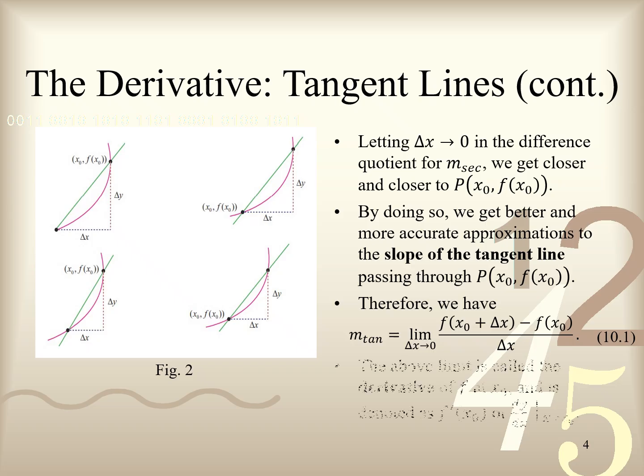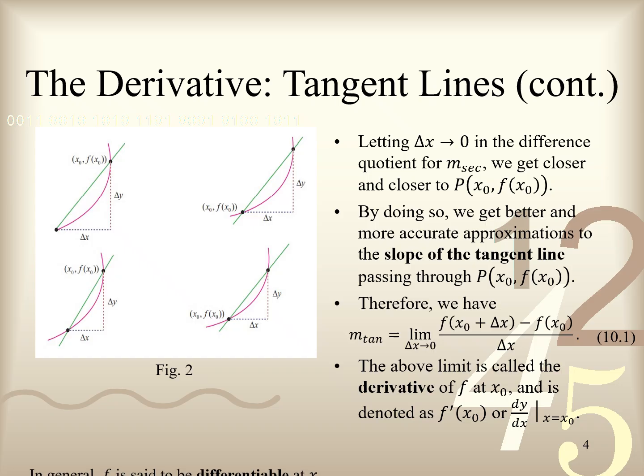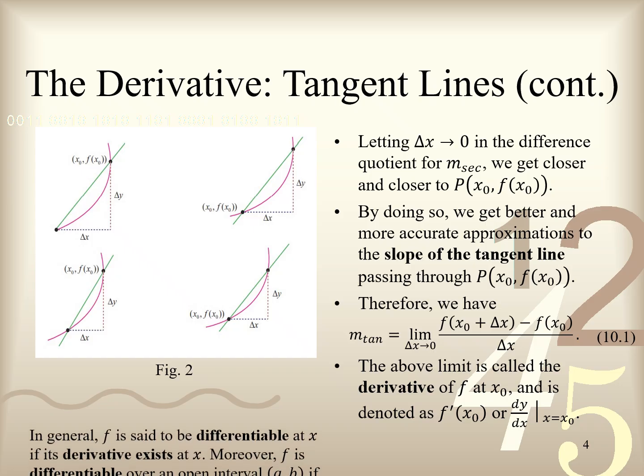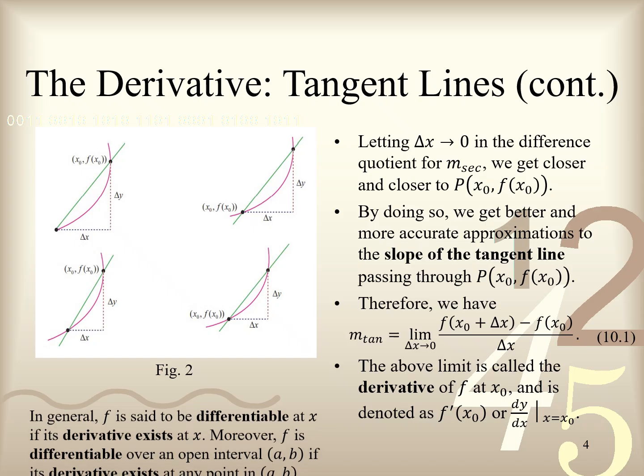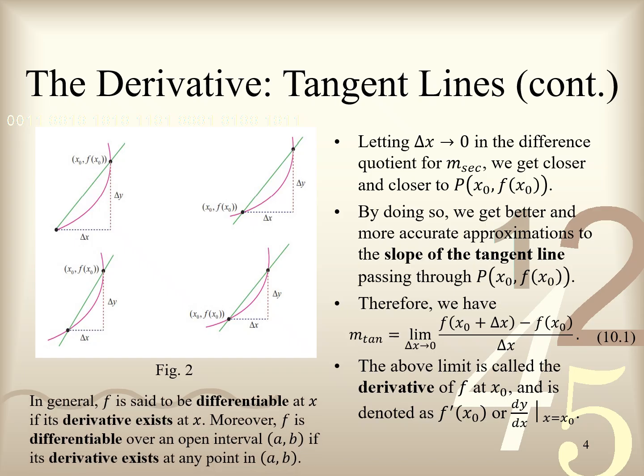The above limit is called the derivative of f at x0, and is denoted as f prime at x0, or dy dx evaluated at x0. We refer to this as the difference quotient definition of the derivative. In general, a function f is said to be differentiable at x if its derivative exists at x. Moreover, f is differentiable over an open interval ab, if its derivative exists at any point in ab.